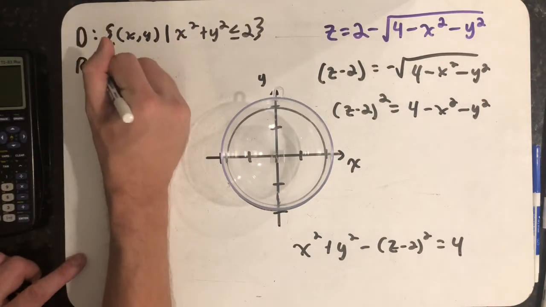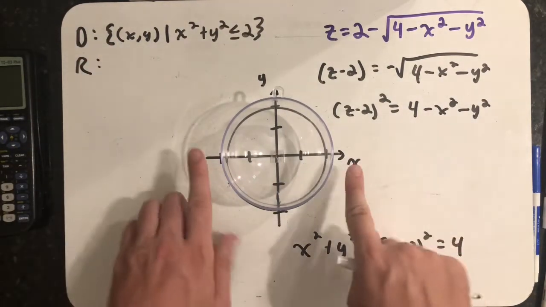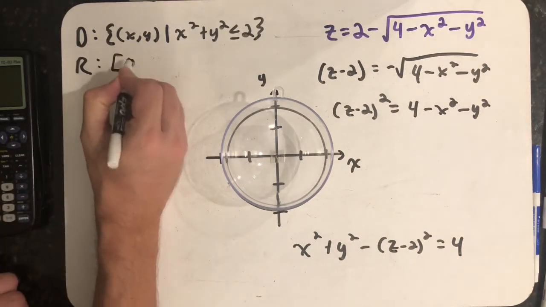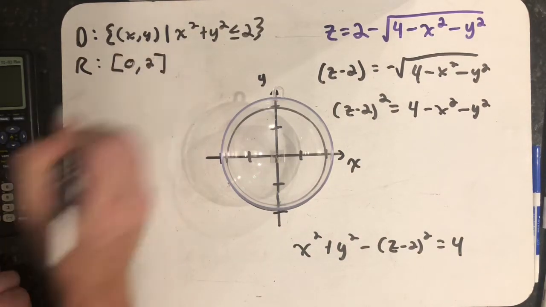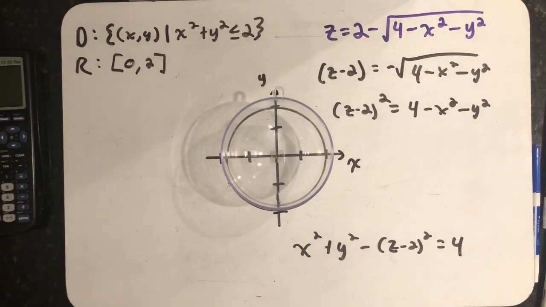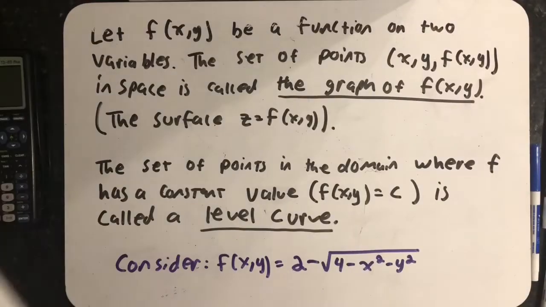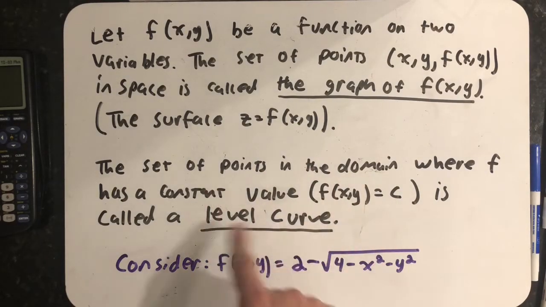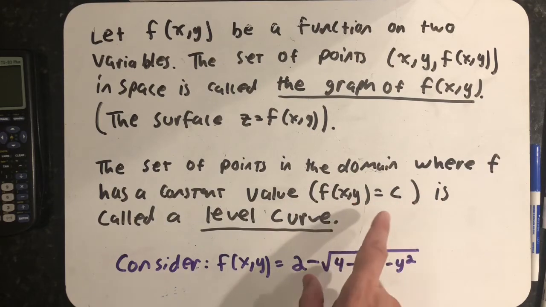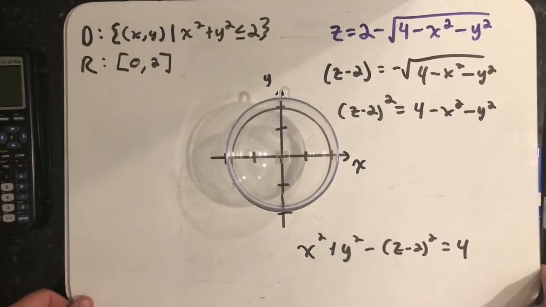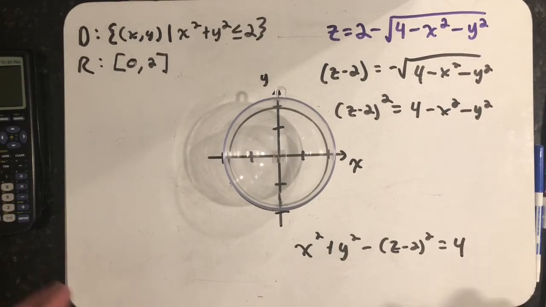And then the range, well, I can see that I get 0 out, and I get all of the points on the sphere that have z's between 0 and 2. So there's my domain, and there's my range. Now, that last definition we saw is probably a little smudged now that I've dropped a board on top of it. If I set f of x y equal to a constant, I'm supposed to get what's called a level curve in the domain. So let's just look at that idea.